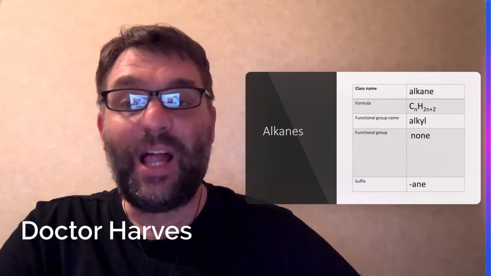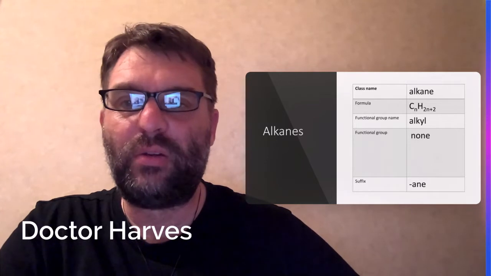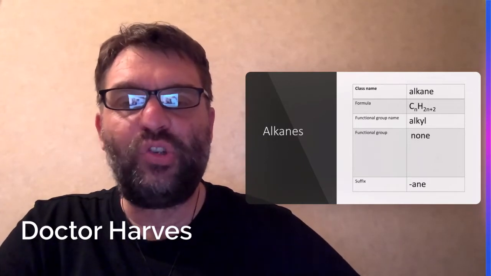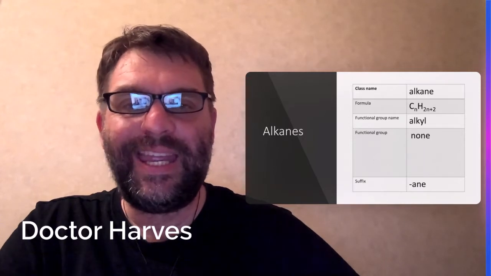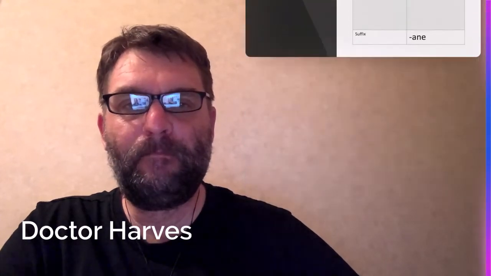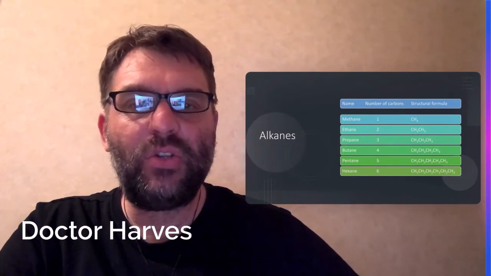The functional group name is the alkyls. There is actually no functional group, but if there was, I guess I'd say it's the carbon-hydrogen single bond. And the suffix that we use is ANE, the anes. So these are the first six alkanes.